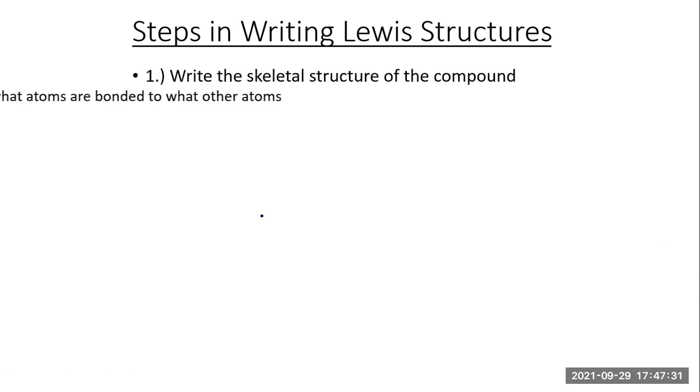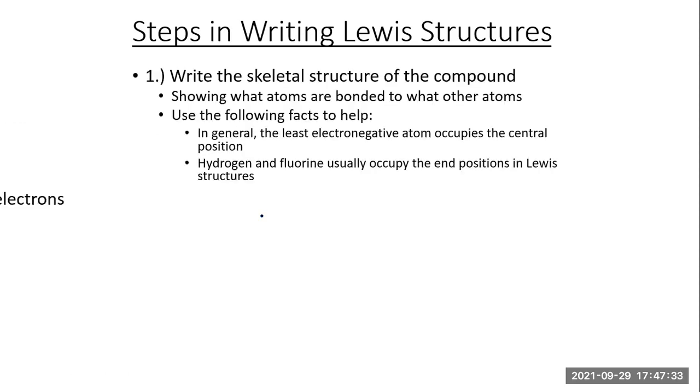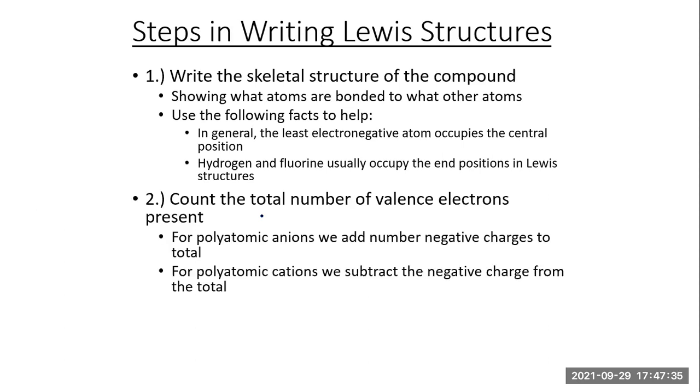So earlier in this chapter, we talked about ionic bonding and how to use Lewis structures to draw ionic bonds. We're now going to talk about how to use Lewis structures to represent covalent bonding. There's a certain order in which you want to do this, and let's talk about the steps that we definitely want to follow when we are doing Lewis structures for covalent compounds.